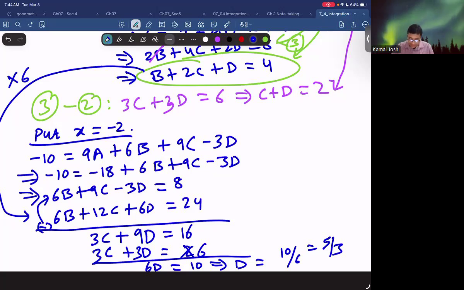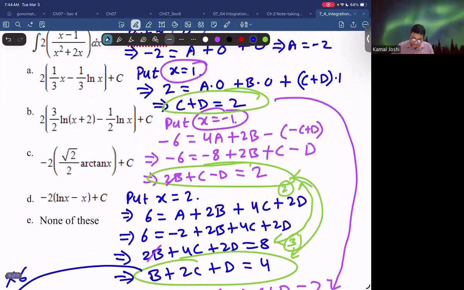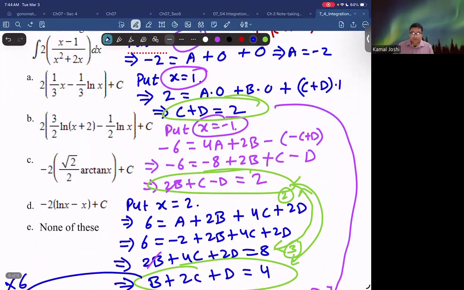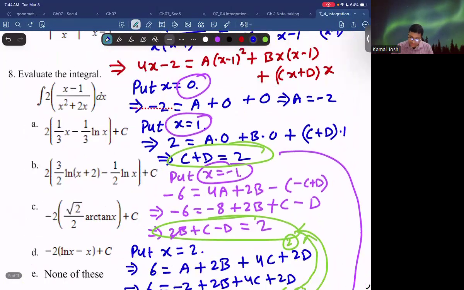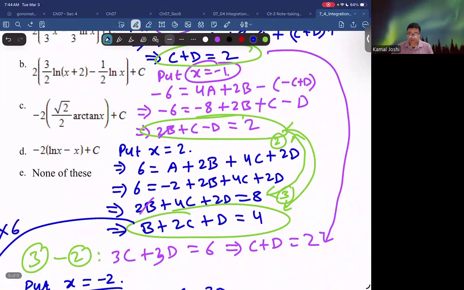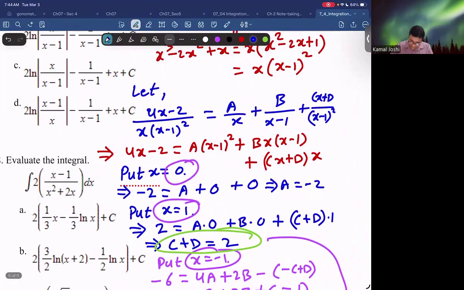I don't know if I made a mistake because I was doing so many equations here, but the point is the technique I'm showing here is you substitute different values of x until you get enough independent equations which you can solve and get the values of a, b, c, and d. Okay, how about I just say that and leave it there?